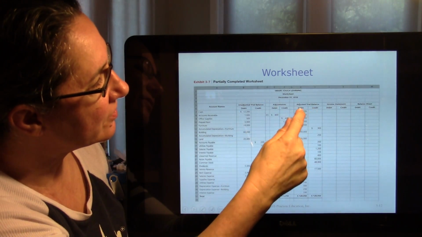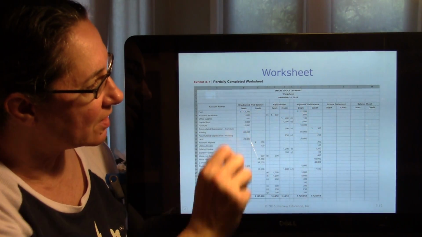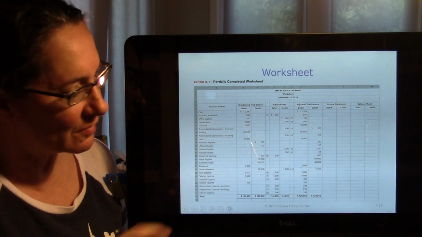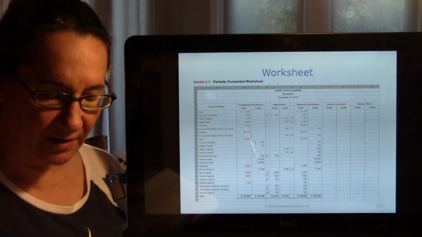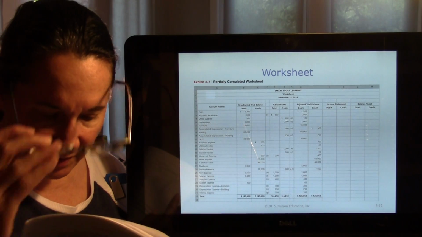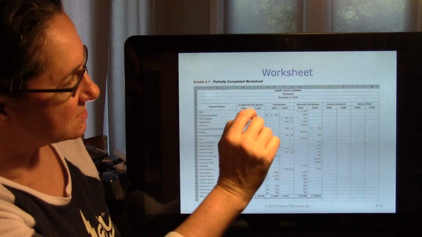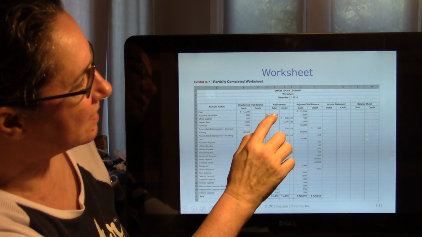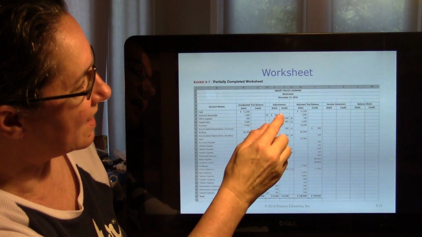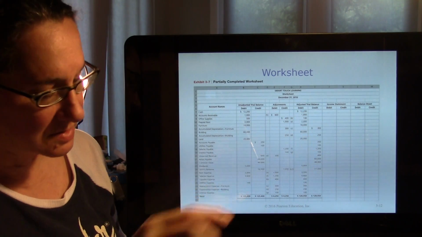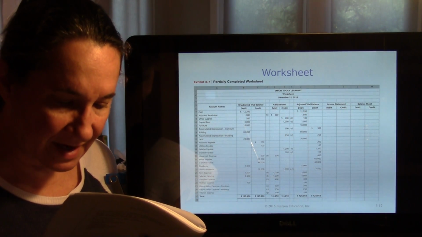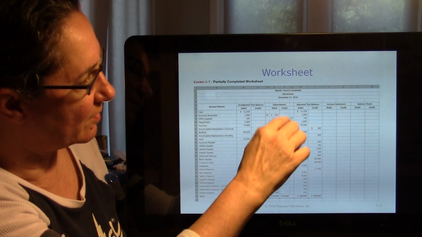This 12,200 stays in the debit column, 12,200. But accounts receivable, we do have an adjustment, right? So accounts receivable started out at 1,000, right? So it's a debit balance of 1,000, and it got a debit adjustment. So you add those, a debit plus a debit. So now we have 1,800 in the adjusted trial balance column.